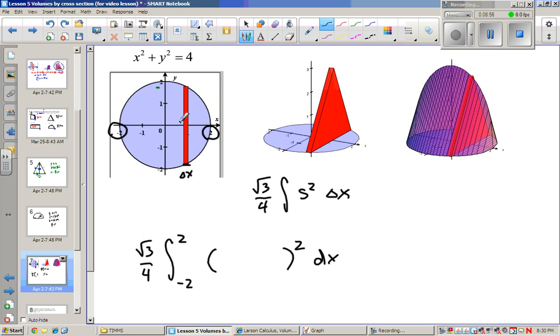So let's figure out what is s. It's going to help to take this formula and solve it for y. So y equals the square root of 4 minus x squared. Bear in mind that that's the positive root, so it's just the top half. But if I know the top half here, I can simply double it because I know I have the same amount on the bottom. So 2 square root 4 minus x squared is the length of s. And we've got our integral.